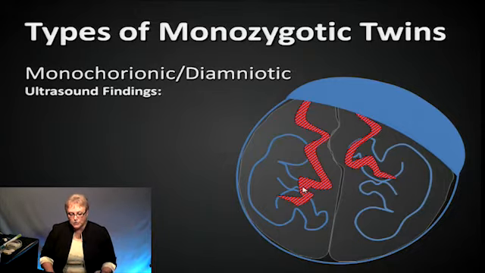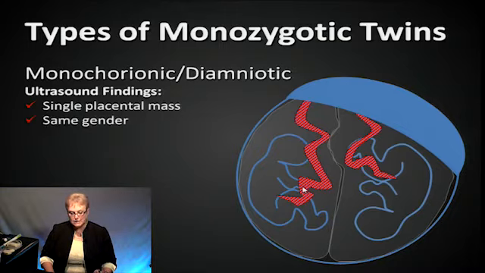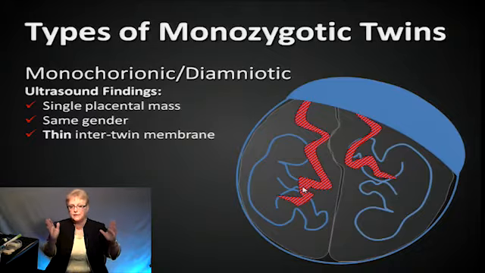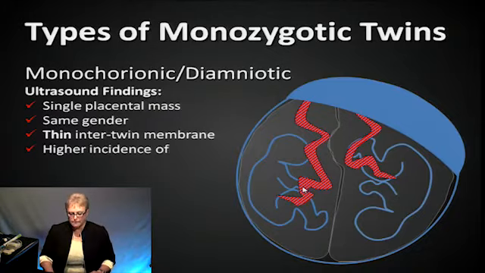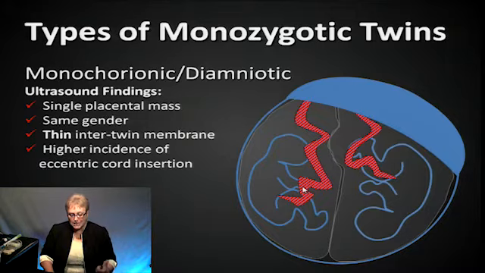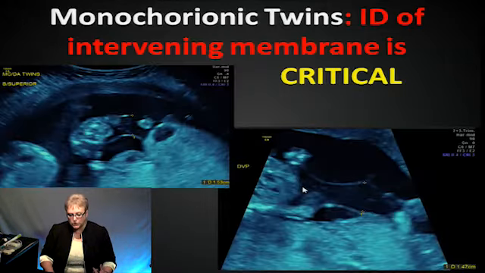So findings that we see with the monochorionic diamniotic twins is the single placenta, same gender, a thin intervening membrane, because now all we have is 2 amnions. We only have 2 layers. There's a higher incidence of eccentric or velamentous cord inserts.